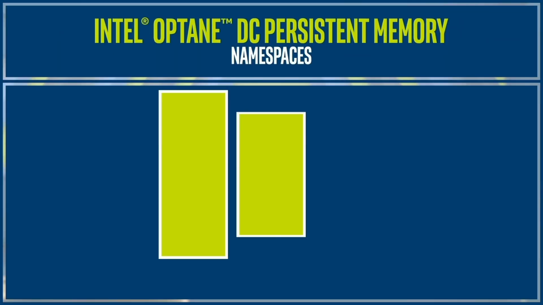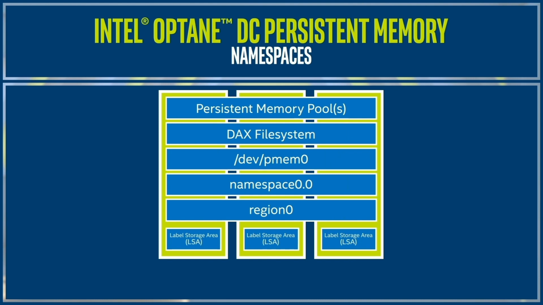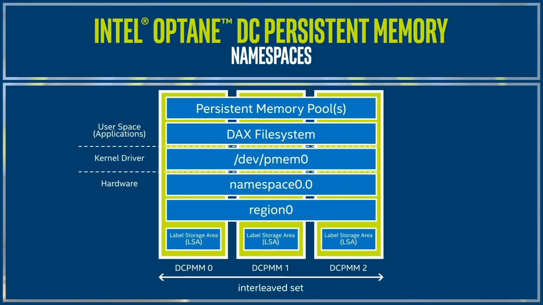So far, we've shown how IPMCTL is used to create regions, where a region is raw persistent memory capacity and is not visible to the OS nor the application. Similar to partitioning the raw space on a solid-state drive, we now need to create namespaces on top of regions that we can expose to applications. From this point, we will use NDCTL. When a namespace is created, a persistent memory device is created at /dev/pmem, where n starts with 0.